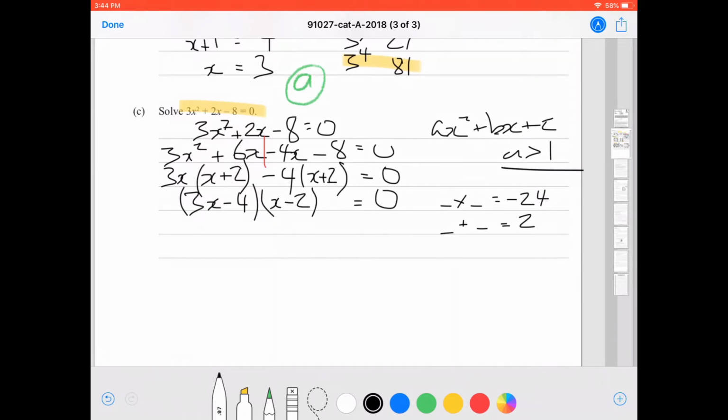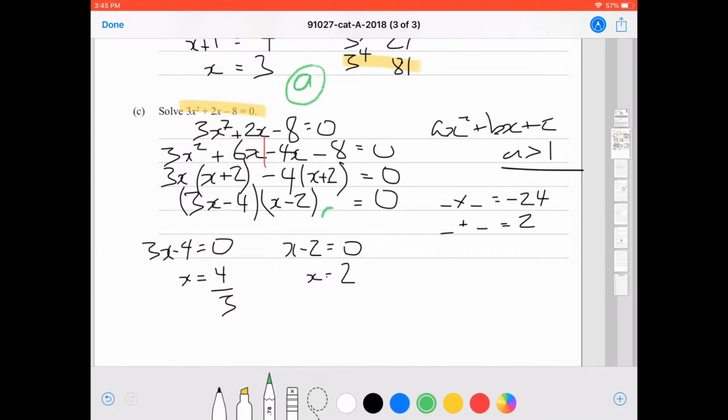And because they equal 0, we can say for our first solution, 3x minus 4 equals 0. And x equals, take the 4 to the other side, divide by 3, 4 over 3. Or the second solution for x plus 2 equals 0, meaning x equals negative 2. Okay, achieved, you're either correct factorizing, so possibly up to this point gets you the achieved.